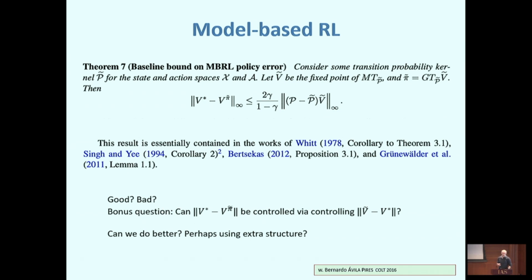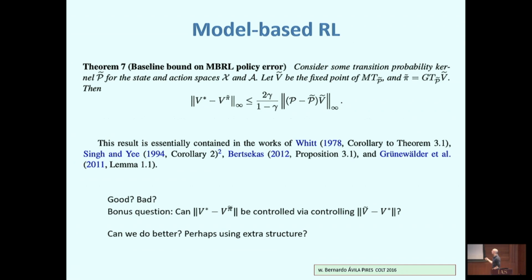So in fact, if you go back to the literature, to the work of Whitt, he was the first guy, I think, who considered just a question of like, hey, I want to act in one MDP, and I have this other MDP. I'm solving for the optimal policy in that MDP, and how well am I going to do in this original MDP, right? So what's the policy error?